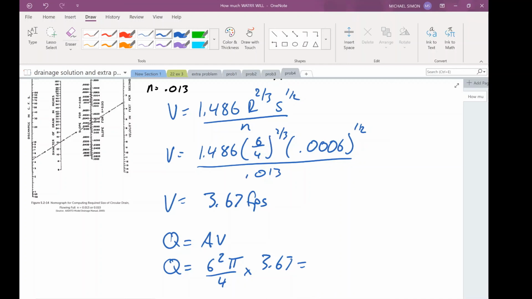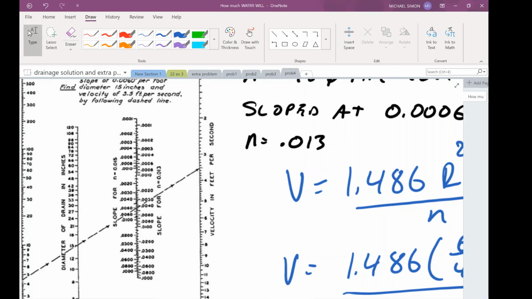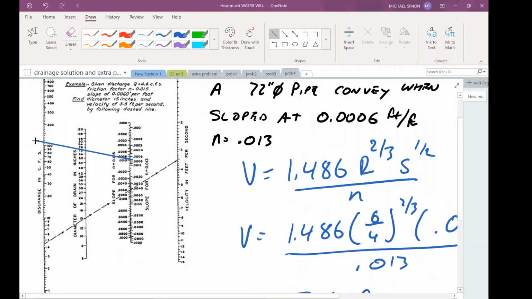I wish I had a way to figure that out. I do. So 0.0006 and 72. 0.0006 is up here. 72 is there. Yep, I'm just above 100. So that's that. So it looks like I'm in the ballpark. It looks like my number is going to be accurate.